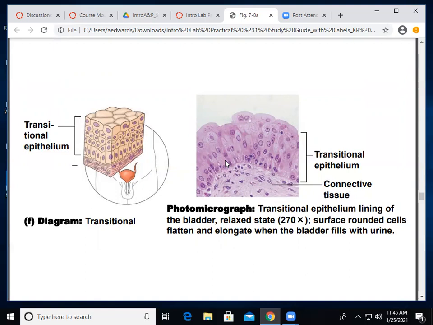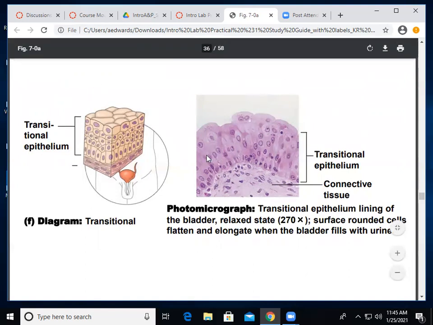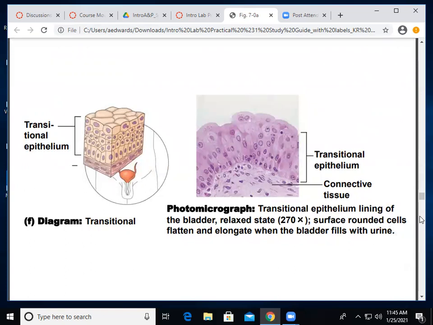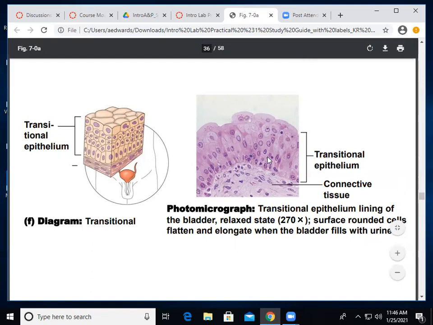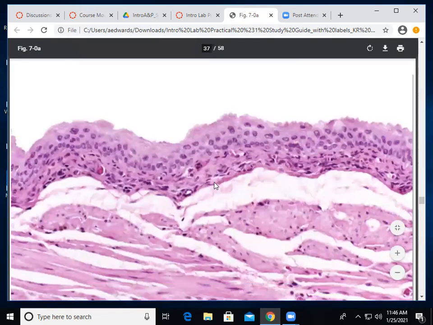Where do we usually see this? Urinary bladder, okay? So if you see transitional epithelium, it's usually urinary bladder. And the characteristic of the urinary bladder cells is that they have to be stretchy. Why do they have to be stretchy? Because sometimes your bladder is full, sometimes it's empty, right? It's got to be able to stretch to accommodate that. Right? All right.